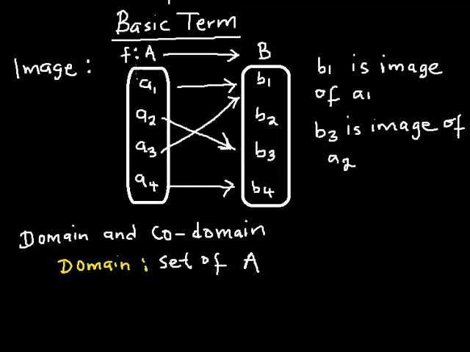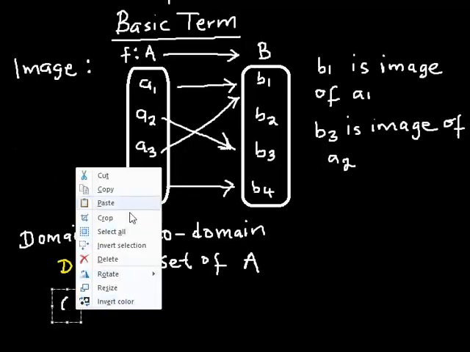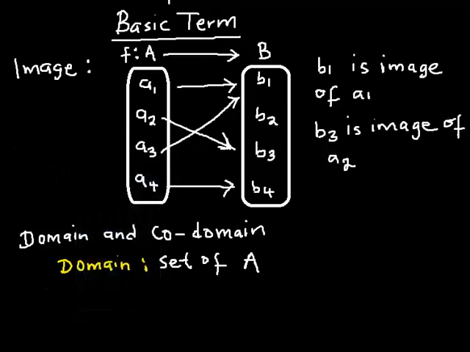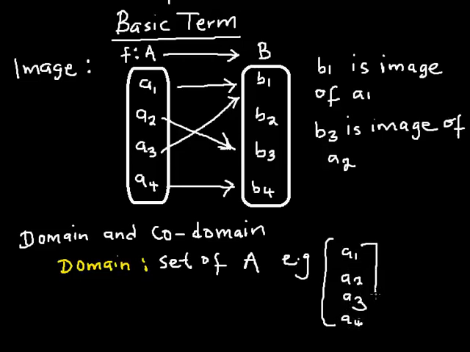So the entire set of A, which of course is found at the left hand side, is my domain. While the codomain... so invariably now, the domain of this particular function that I have above, for example, is simply going to be A1, A2, A3, and A4. So that's my domain.